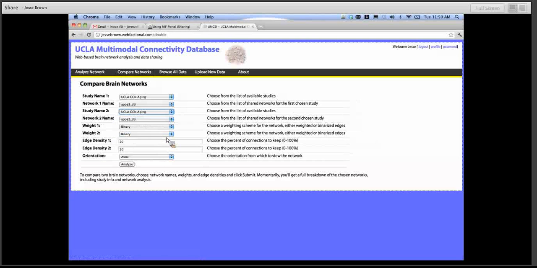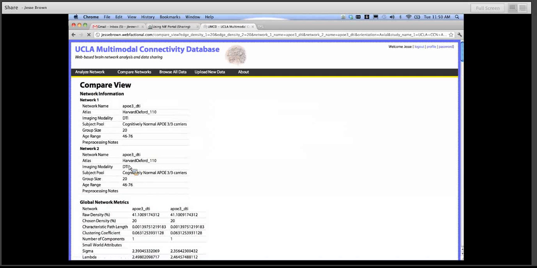Okay, I'm going to run a binary analysis, or actually I'll make this weighted. And again, I'll go with 20% sparsity, and then if I click Analyze here, this may take a little while to load, but what it's going to show us is essentially the same report that I was previously demonstrating, but side by side for the two networks, so you can compare the measures here.